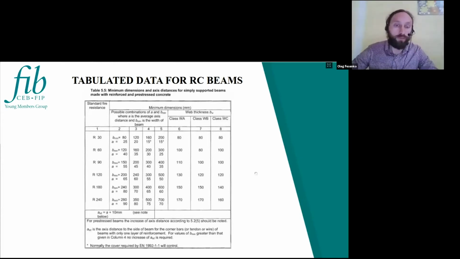If you want to assess the resistance using this tabulated data, you have to choose your standard fire resistance, what you need to satisfy, and you have to find the combination of minimal dimension and the minimal actual axis distance for this standard fire resistance.